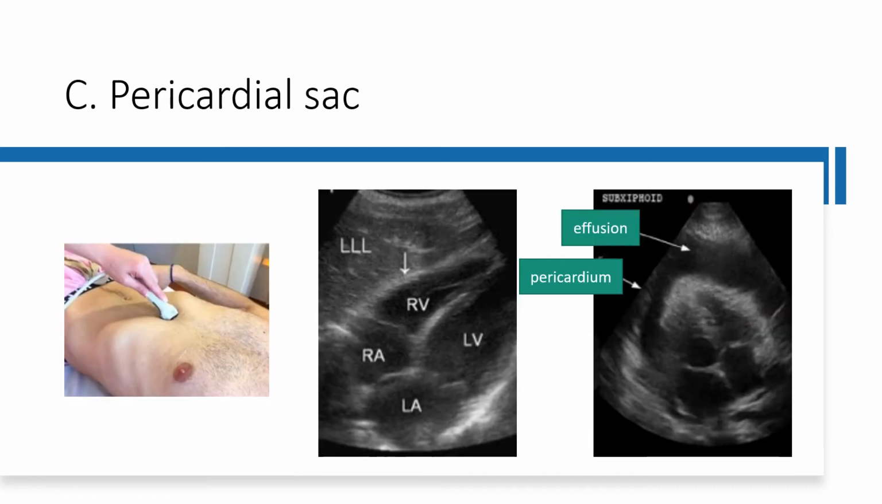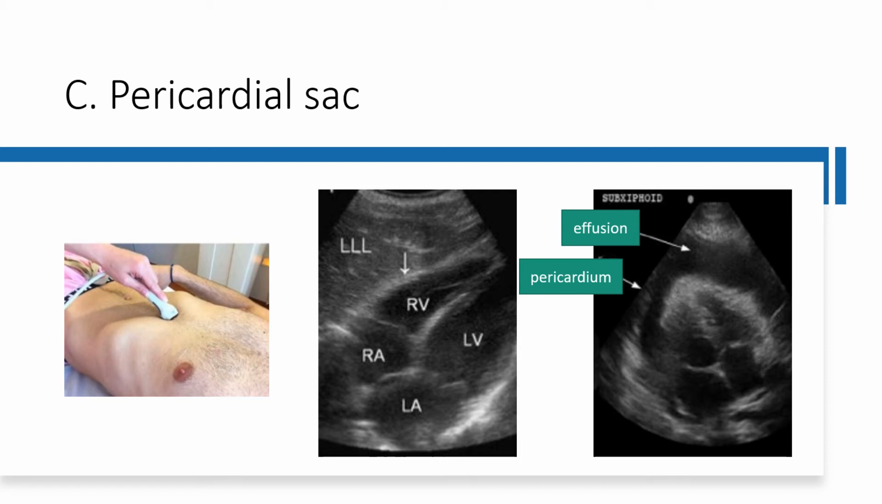So next is C, the pericardial sac view, where you put the probe marker to the right at the subxiphoid space. Okay, you have to press a little bit, and then you're going to find the four chambers of the heart: the right ventricle, left ventricle, right atrium and left atrium, and also the pericardium. The pericardium is hyperechoic. Okay, so when you find a black area there, it is the effusion or the blood.